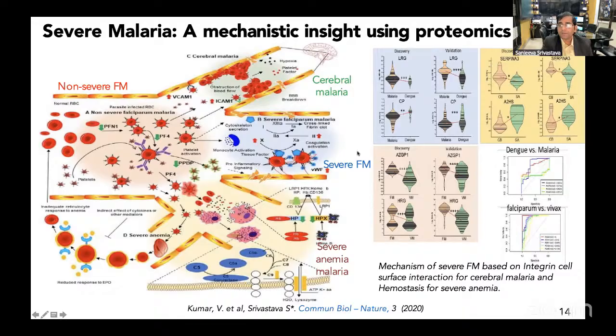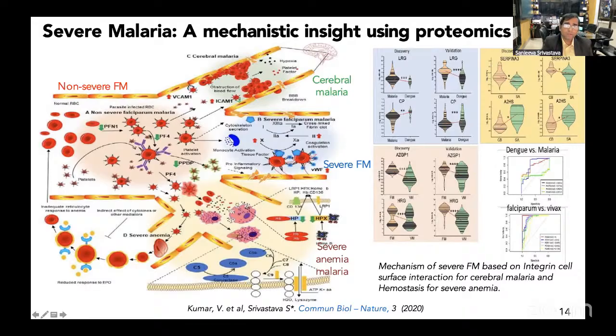done and was published in one of the Nature Communications Biology papers, we were able to show for the first time that the integrin cell surface related proteins and those markers were more enriched in cerebral malaria, while some of the hemostasis related pathways are more relevant for severe anemia, and many other platelet factors and various types of acute phase response proteins in other types of severe complications.